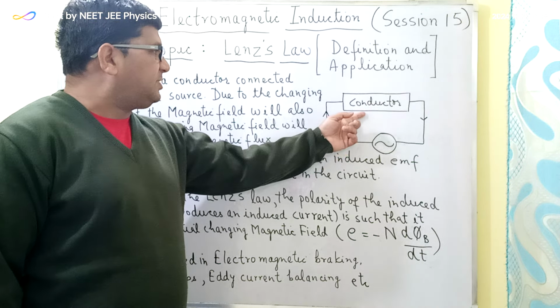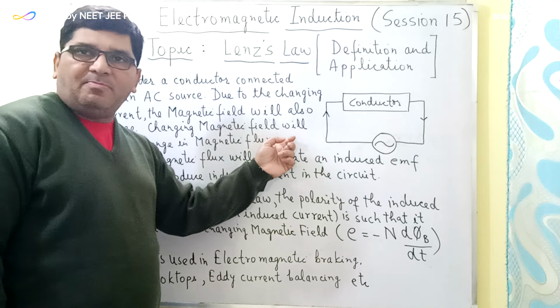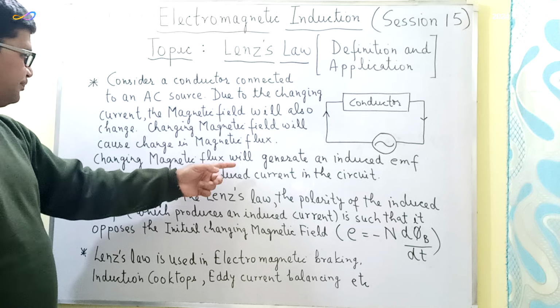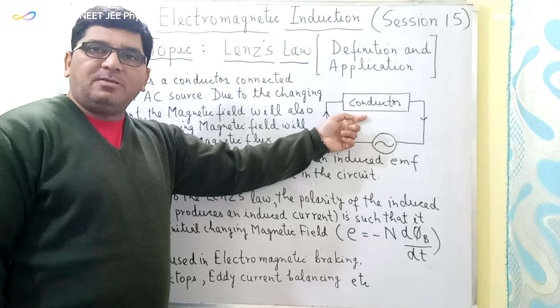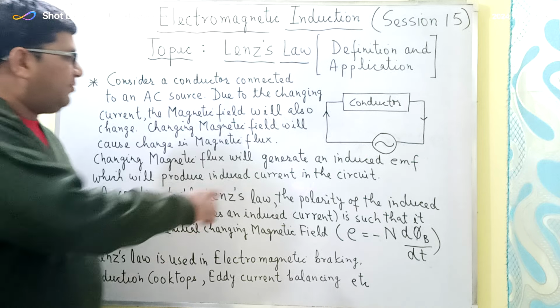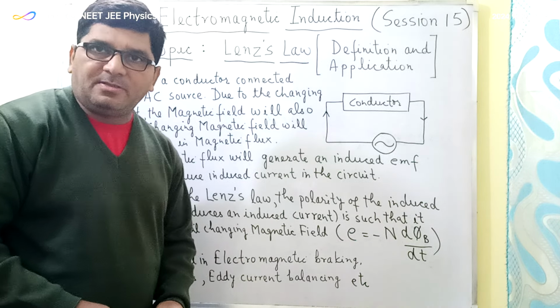due to the changing current, since this is connected to an AC source, the current is continuously changing. Now because of the changing current, the magnetic field around this conductor will continuously change, and because of this changing magnetic field, there will be a change in the magnetic flux, and the change in the magnetic flux will generate an induced EMF in this conductor, and this induced EMF will produce an induced current.